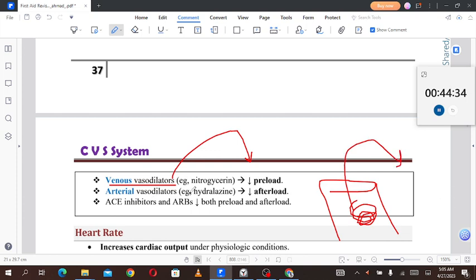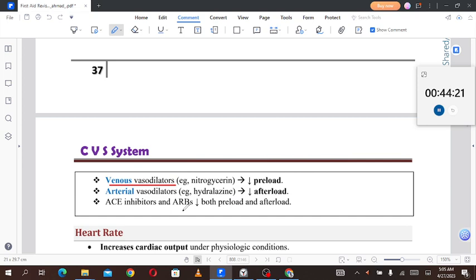Then the arterial vasodilators, for example hydralazine, will decrease the afterload. Afterload means the total peripheral resistance is decreased and it is easy to pump the blood into the peripheral circulation. So remember that. Now ACE inhibitors and angiotensin receptor blockers decrease both the preload and afterload.